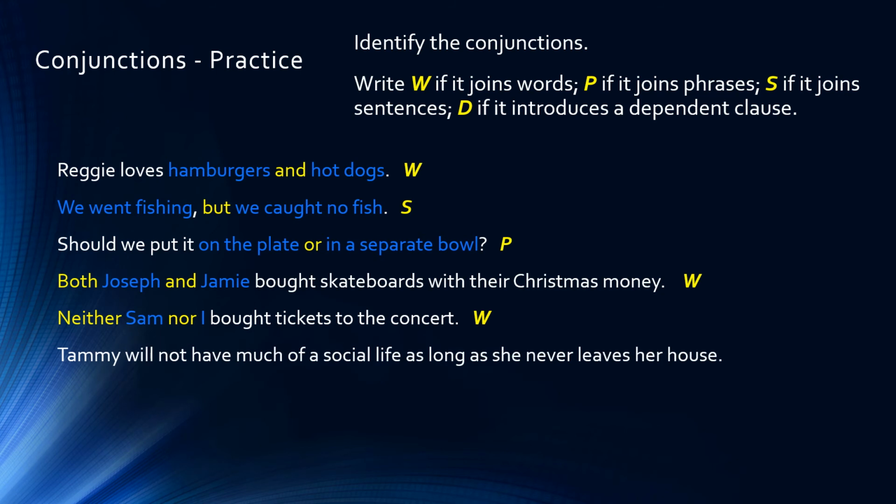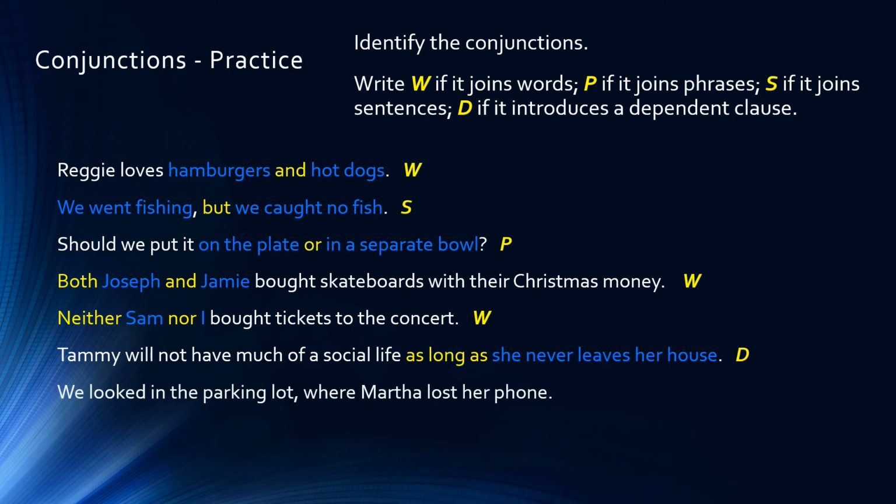Tammy will not have much of a social life as long as she never leaves her house. What is the conjunction in this sentence? The conjunction is as long as. Tammy will not have much of a social life as long as she never leaves her house. So this conjunction, as long as, is joining two dependent clauses. Tammy will not have much of a social life. She never leaves her house. It's joining two dependent clauses.